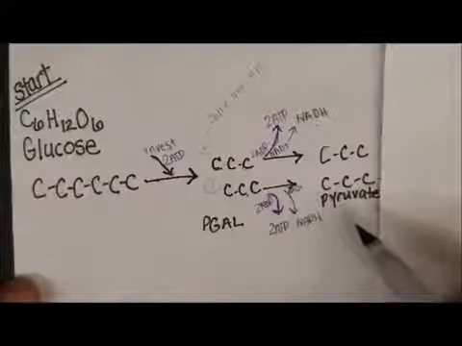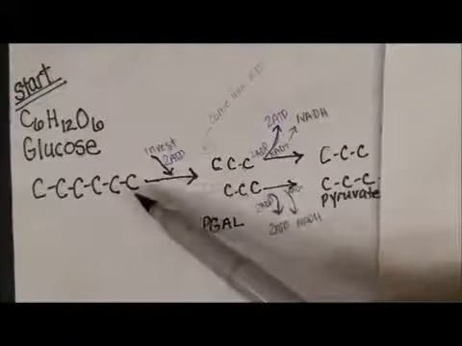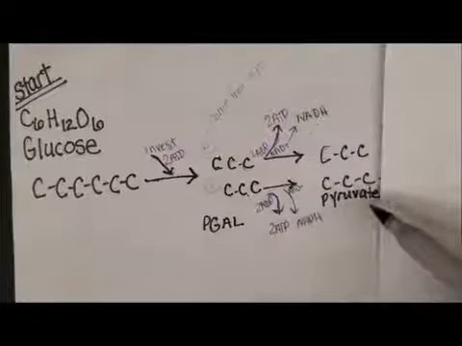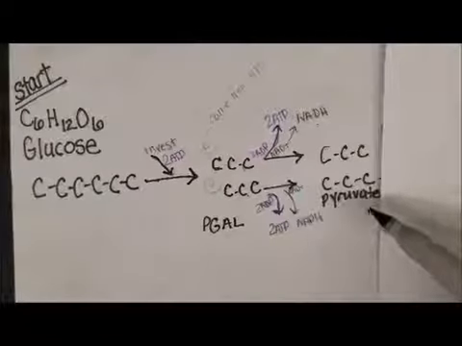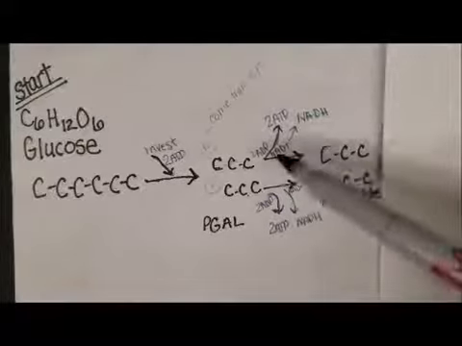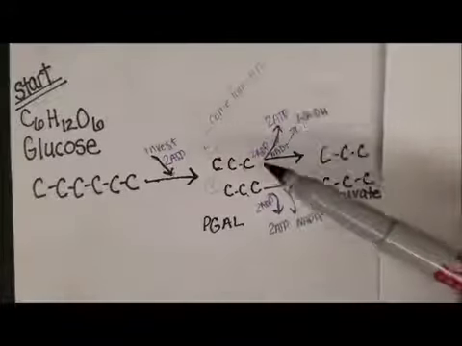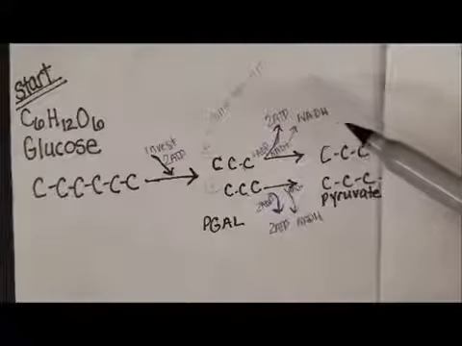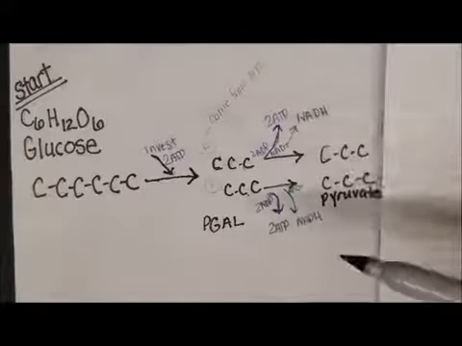This is the end of the first step of cellular respiration. We started with the 6-carbon compound, glucose. We ended up with 2 3-carbon compounds called pyruvate. And in the process of converting this to this, we made 4 ATP total, 2 from this one, 2 from this one, and 2 NADHs. So we made 6 total energy storing compounds.